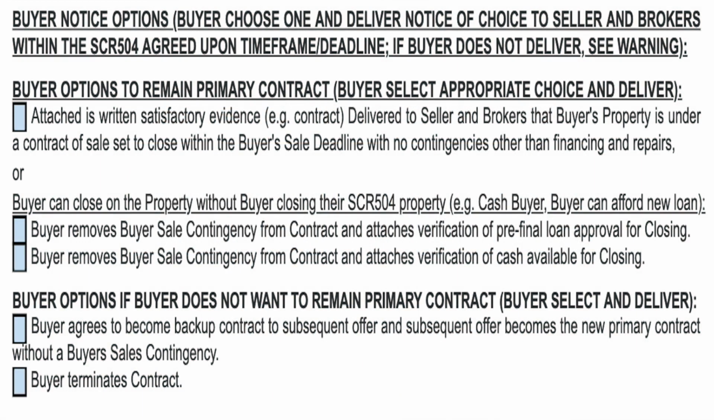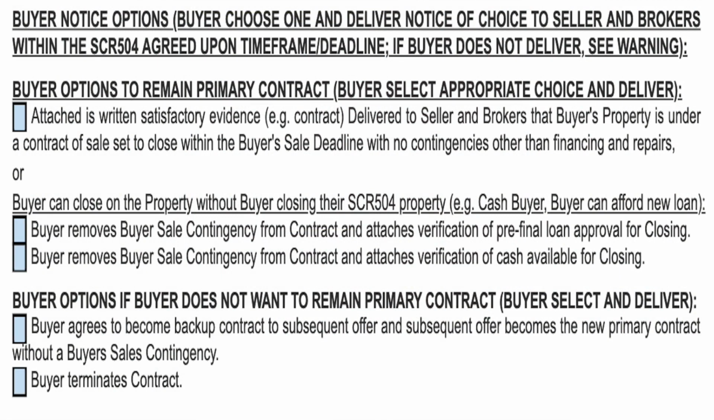Buyer notice options. The buyer chooses one and delivers notice of choice to seller and brokers within the SCR 504 agreed upon time frame. Again, the 48-hour, the 2 business days, 3 business days time frame deadline. If buyer does not deliver, see the warning. Okay? So then we got a whole bunch of boxes underneath this.